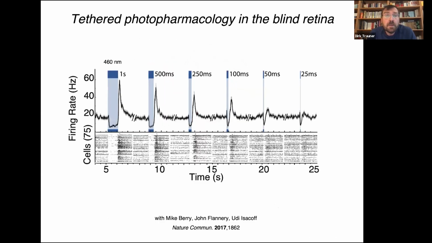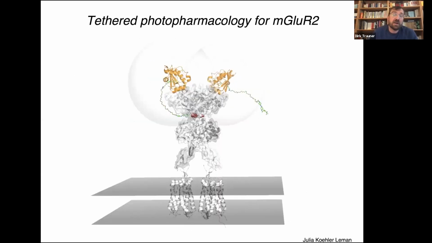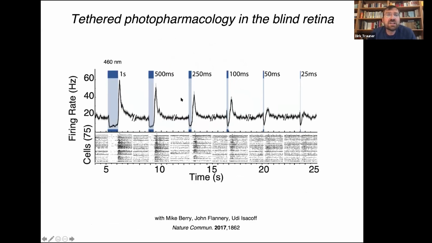And this construct was expressed by Udi Isakov and by John Flannery with a viral transfection method with an AAV virus in the retina of blind mice. And then Mike Berry, the graduate student with Udi, who is now at OHSU still, I believe, measured with multi-electrode array recordings these electrical activities from a blind retina. So this animal was blind.